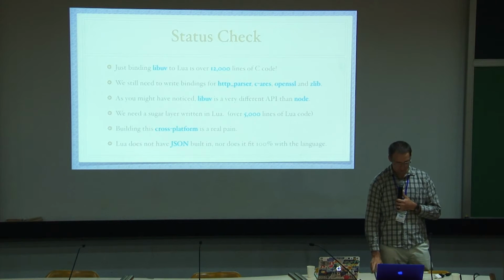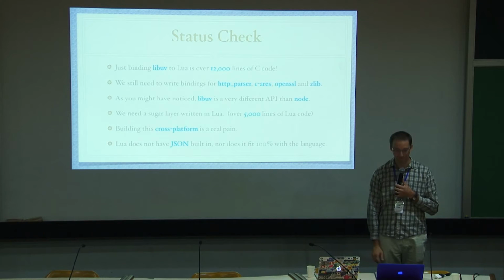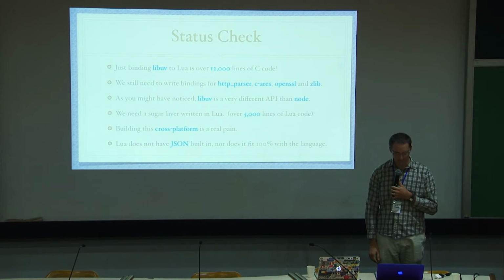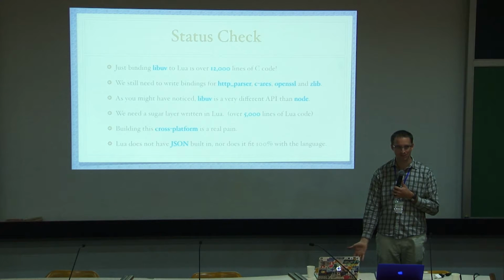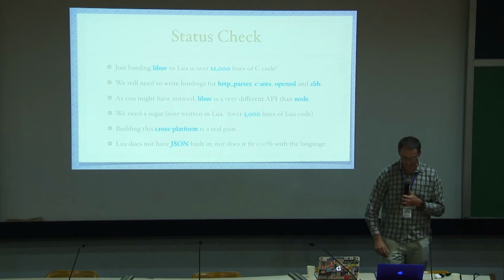So, binding libuv to Lua, I'd written 12,000 lines of C code. I've never really written C before, so that was fun. What's Lua 5? Was that like 15,000 lines of code? So I've almost doubled it just by writing bindings to an existing library. Lua's tiny.